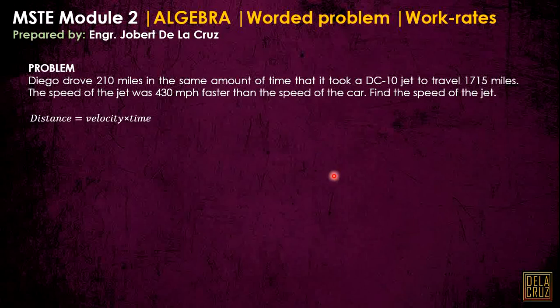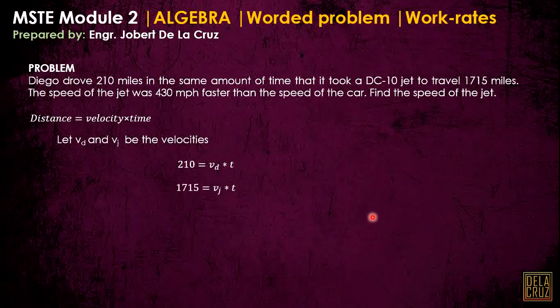So distance is equals to velocity times time, or that is work is equals to rate times time. Sinabi dito, Diego drove 210 miles in the same amount of time, meaning they have the same time sa jet to travel 1715 miles, then si Diego will just travel 210 miles. So let VD be the velocity of Diego, and VJ the velocity of the jet. So we can simply say that the distance of Diego, 210 miles, is equals to velocity of Diego times time na it required para makuha niya yung 210 miles.